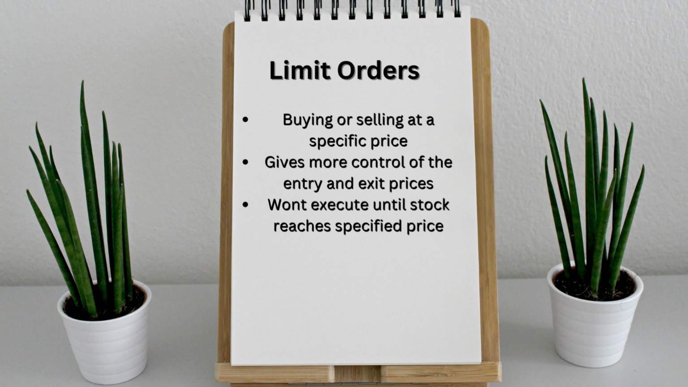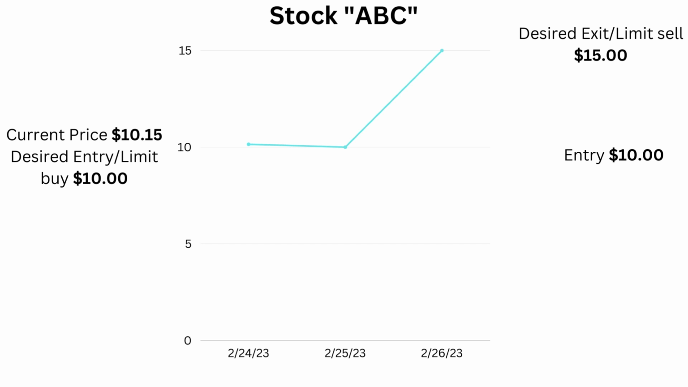And then, for an example, let's just say you have stock ABC and it's trading at $10.15 and you want to buy it for no more than $10. So you would basically set a limit order for $10 and the order wouldn't execute unless the stock reaches $10 or lower. Now, the same would go for selling a stock. Let's say you bought that same stock at $10 and you want to exit for profit once it reaches $15. You would set a limit order to sell at $15, and the order wouldn't execute until the stock reaches $15 or more.